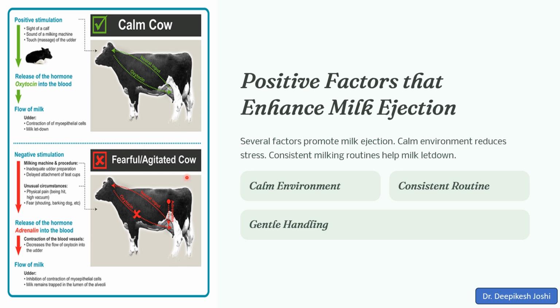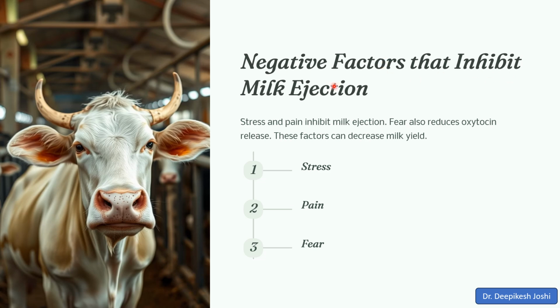While if the cow is fearful or agitated, it will have negative stimulation where oxytocin will not be properly released, and instead adrenaline will be released in the blood due to fear or fright, due to which there will be milk hold up, or milk will not come down, and milking will not take place. Hence a calm environment, consistent routine and gentle handling are very important. A consistent routine is also important so that the cow becomes familiar with the timing of milking, and there should not be any random timings.